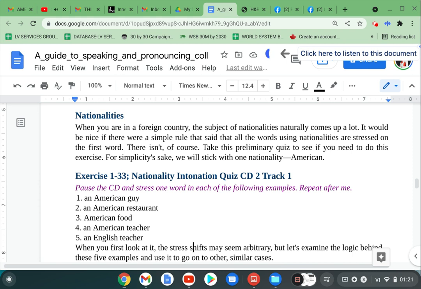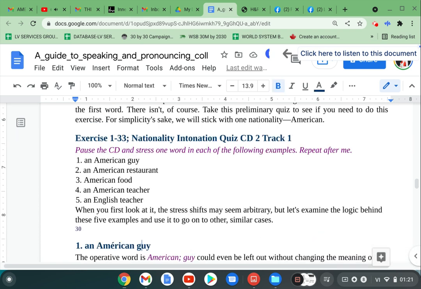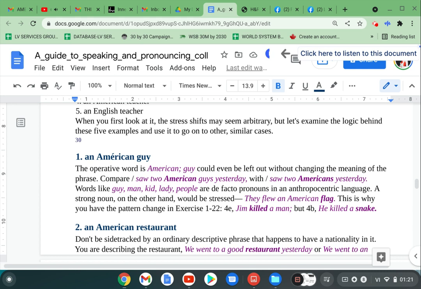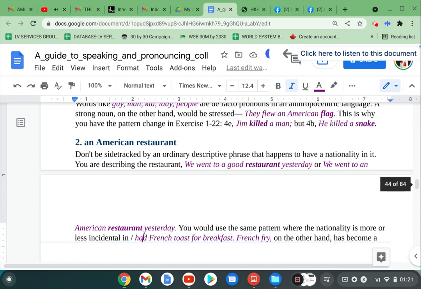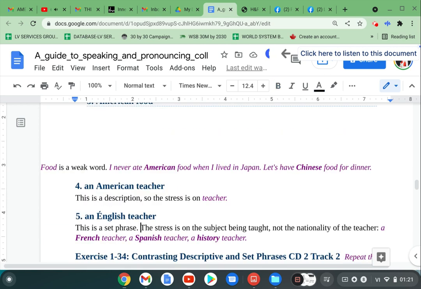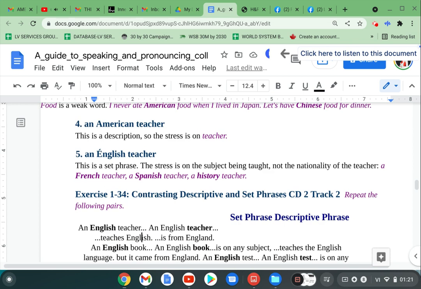Exercise 134. Contrasting descriptive and set phrases. Repeat the following pairs. An English teacher teaches English. An English teacher is from England. An English book teaches the English language. An English book is on any subject, but it came from England. An English test tests a student on the English language. An English test is on any subject, but it deals with or came from England.